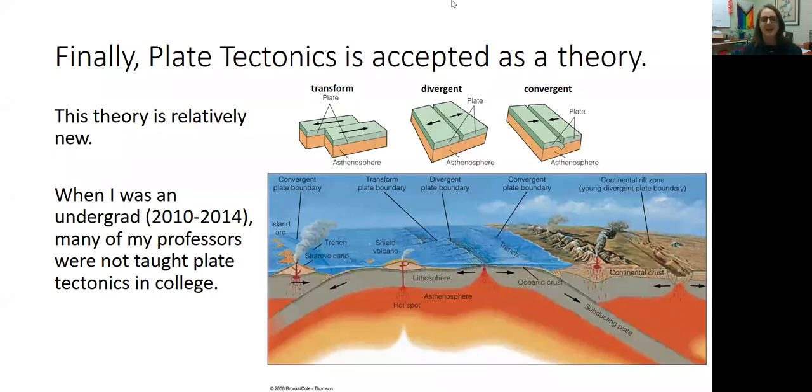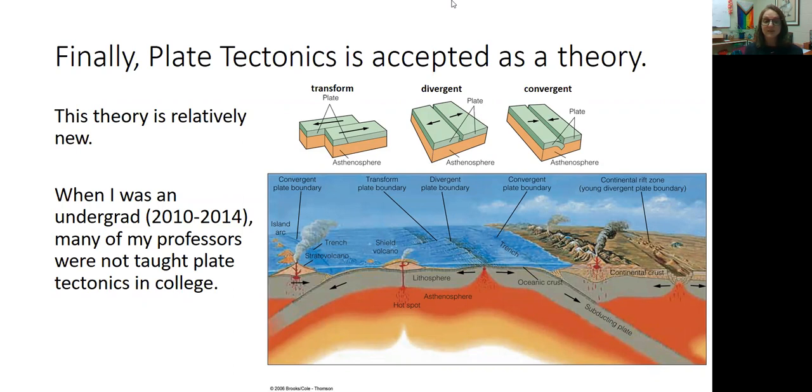Finally, after decades of trying to figure out why it looks like our continents fit together, and how it is possible that our continents could move, the theory of plate tectonics is accepted. In the scientific community, this is basically fact now. Pretty much all of us believe this as a fact.